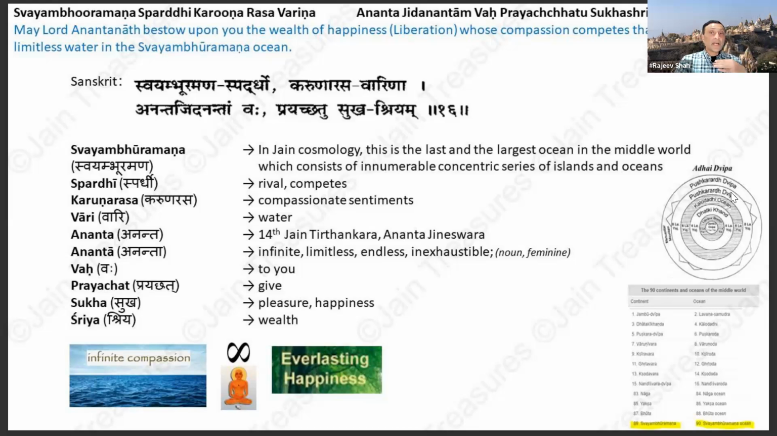And there are innumerable. We cannot count how many of these concentric circles of islands and oceans there are. So the last one is called Swayambhu Raman. And because they're innumerable, we can't count. We can't say it's a million, or a billionth island, or 10 billion island, or a trillionth island. It's just innumerable, but it's not infinite, because we know that the universe is finite.